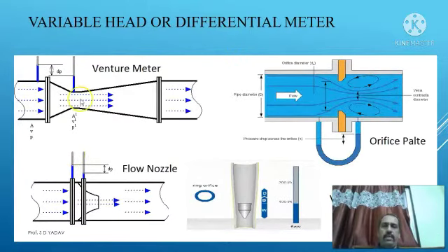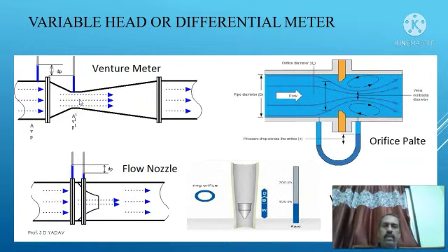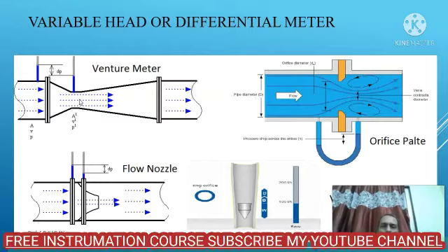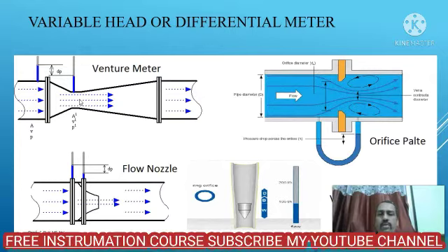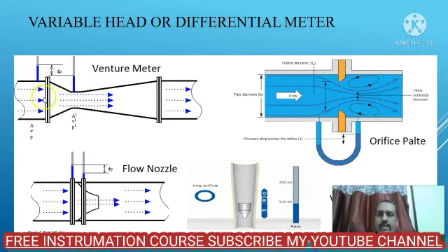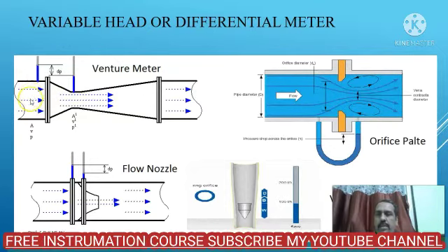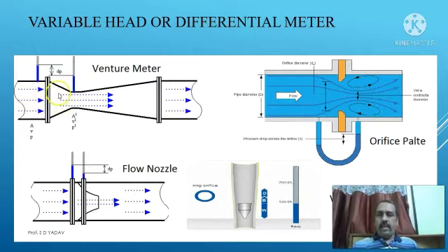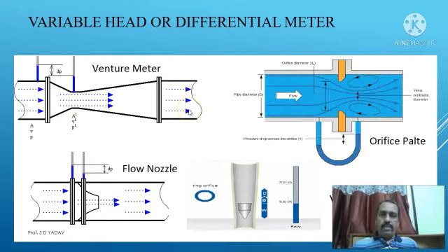Now see the diagrams of variable head or differential flow meters. Four different meters are shown. First is the venturi meter, second is the orifice plate, third is flow nozzles, and fourth is the rotameter. The venturi meter is divided into four different parts. This is the upstream section, this is the diverging cone, this is the throat section, and this is the downstream side.